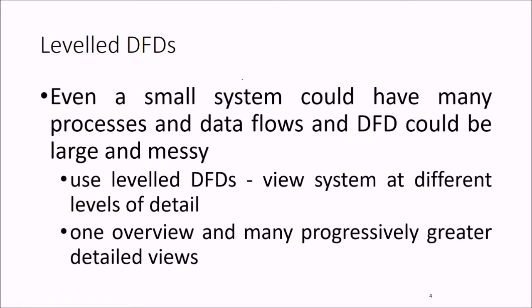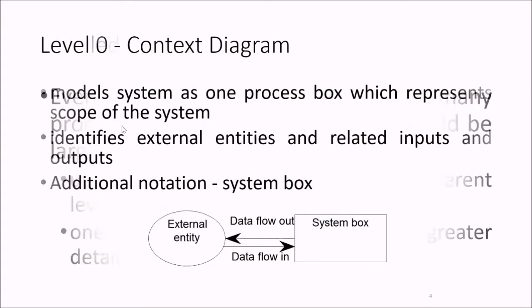So we have leveled DFDs. It means DFDs can be, say, context level 0, 1, like that. Even a small system could have many processes and data flows, and a DFD could be very large. So we use the leveled DFDs. We view the system at different levels of detail: one overview and then many progressively greater detail views. That is why we call them leveled DFDs.